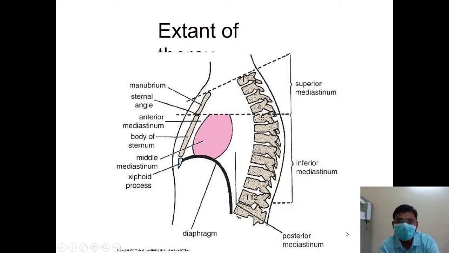is called the posterior mediastinum. In this way the thoracic cavity is divided into two main divisions, the superior mediastinum and the inferior mediastinum. And moreover, this inferior mediastinum is subdivided into the anterior mediastinum, middle mediastinum and the posterior mediastinum.